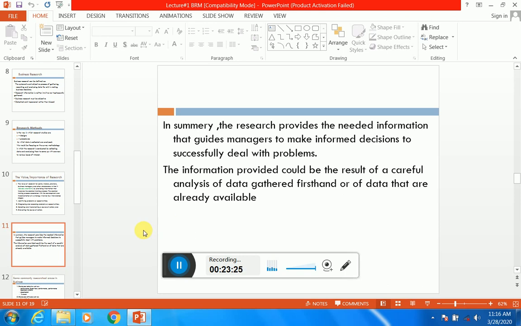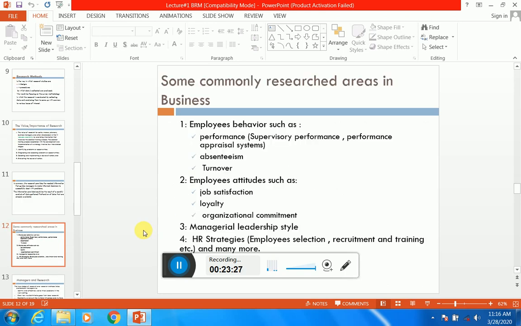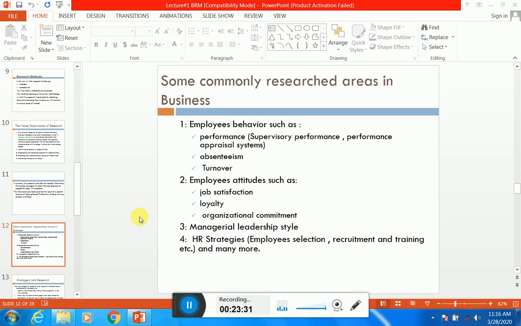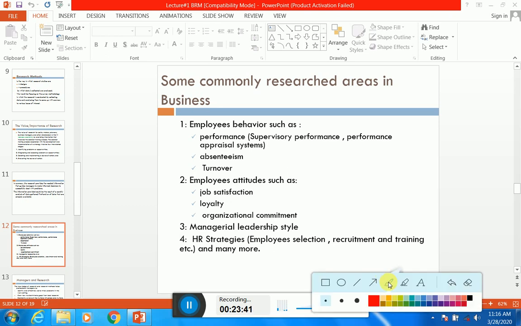Hope inshallah a bit idea will be clear. Now we will move to the next slide, and here we are going to study some commonly researched areas in business. What is basically the theme of this slide? This slide simply tells us what are the different areas, aspects in which research can be done.